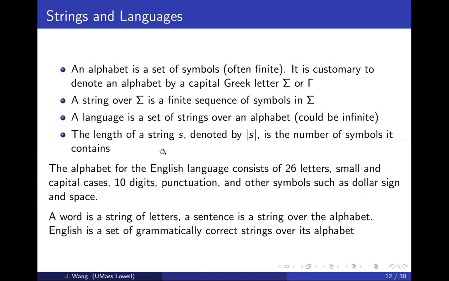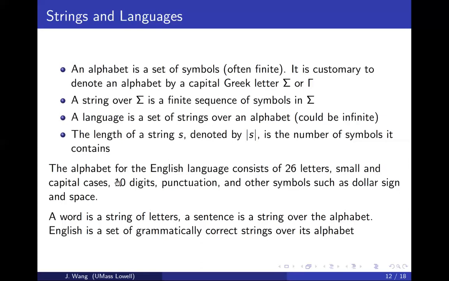The length of a string x, denoted by bar x bar, is the number of symbols it contains. So you can think of it as an ordered sequence. That's a string, and then you count the number of symbols contained in this sequence, and this is the length.